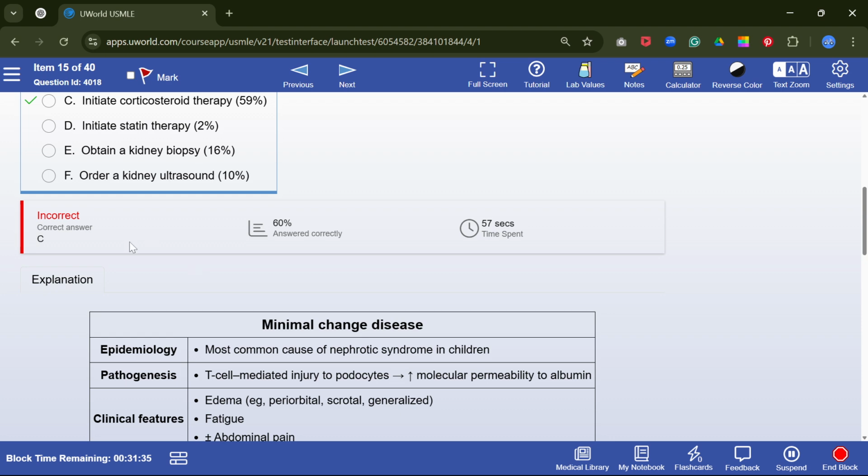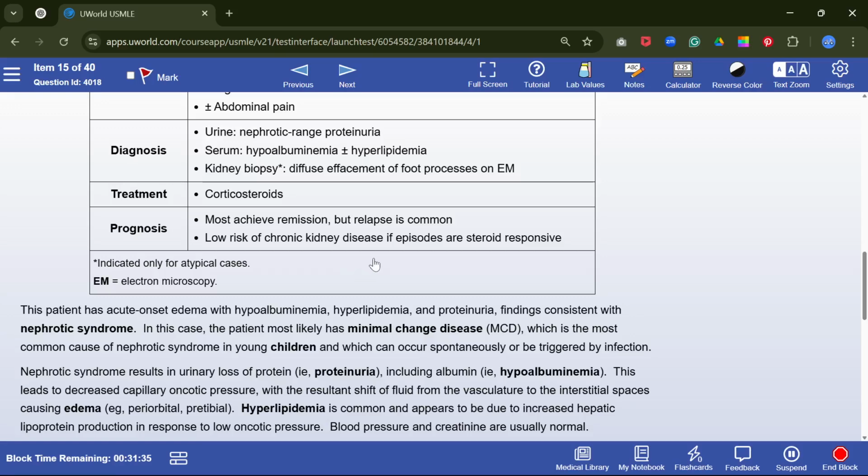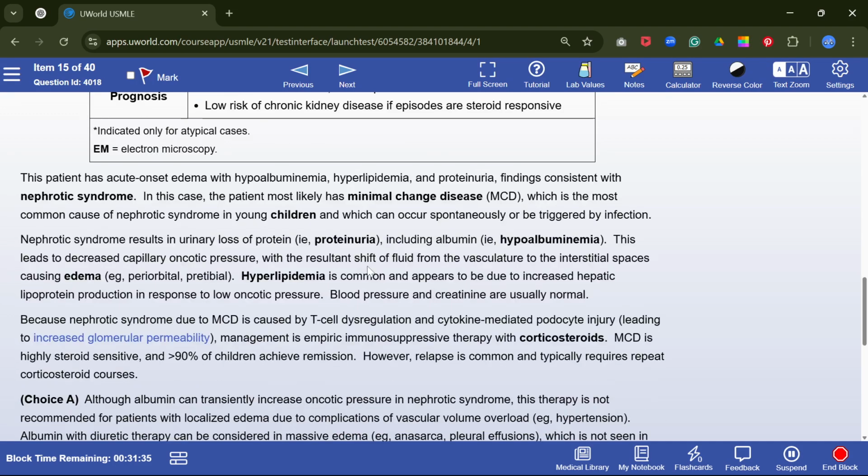In children, MCD is the diagnosis. If steroid does not actually control the nephrotic syndrome, then we can do a biopsy to look for other pathophysiology.